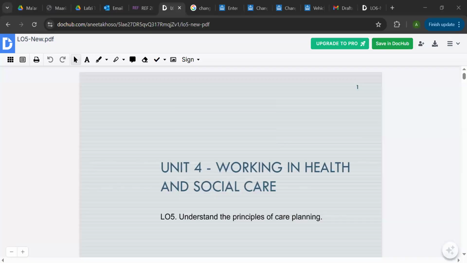Did anyone go through what learning tasks I had given you yesterday? Anyone who's read about it? Learning outcome 5 was understanding the principles of care planning.